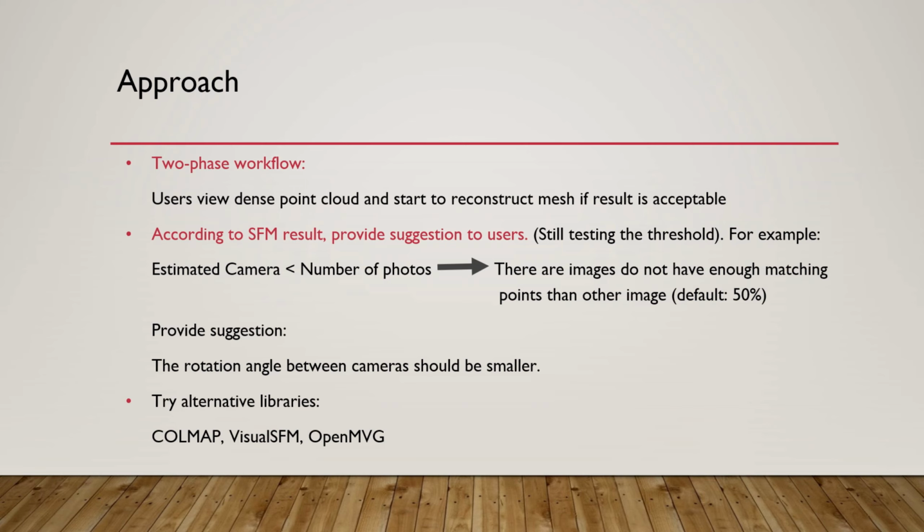The main problem is the quality of source images. We can provide suggestions to users depending on SFM results to relieve this problem. For example, if the number of estimated cameras is less than the number of photos, we can suggest the orientation between angles should be smaller. Also, we can try different libraries with different algorithms to see if there is a better quality of output.